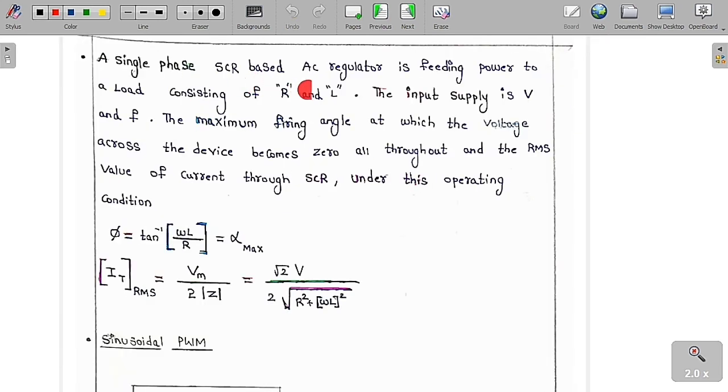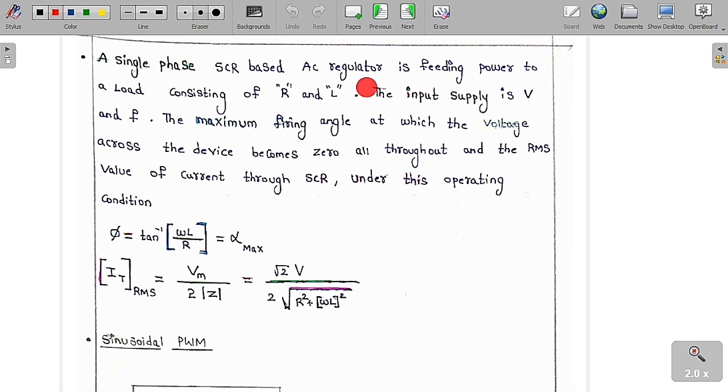Single phase SCR based AC regulator. A single phase SCR based AC regulator is feeding power to a load consisting of R and L. The input supply is V and F. Find the maximum firing angle at which the voltage across the device becomes zero all throughout, and the RMS value of the current through the SCR under this operating condition. So we have to find here a single phase SCR based AC regulator.